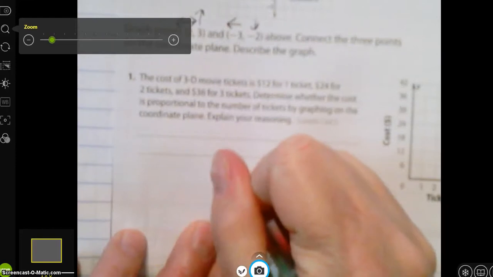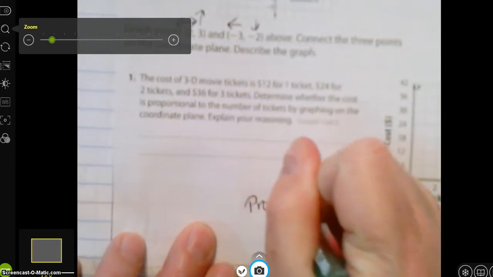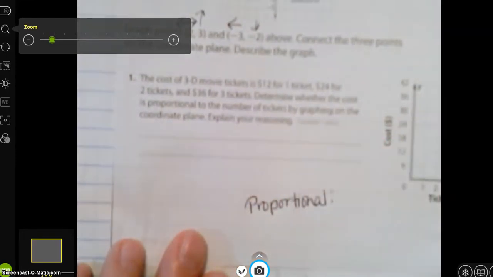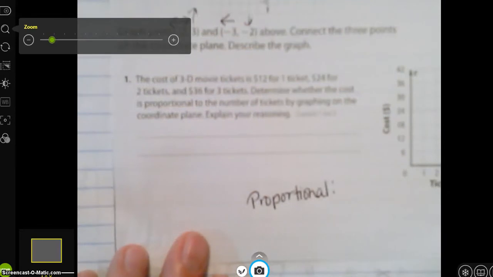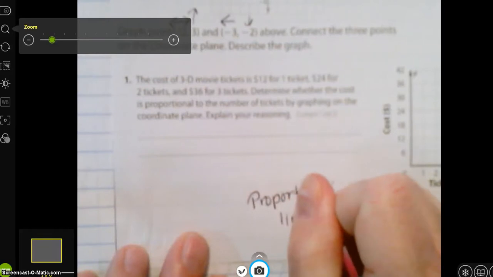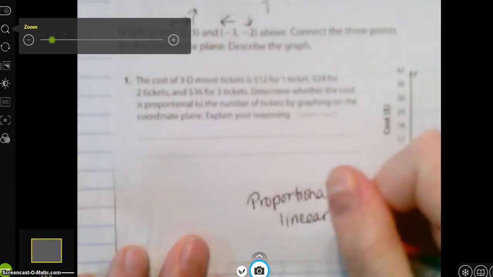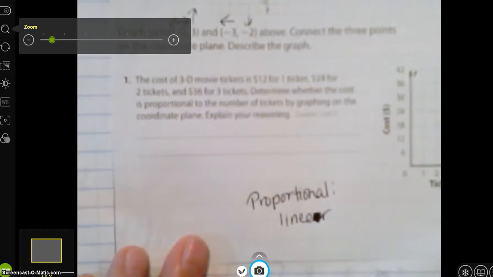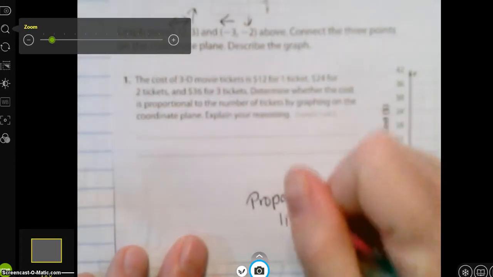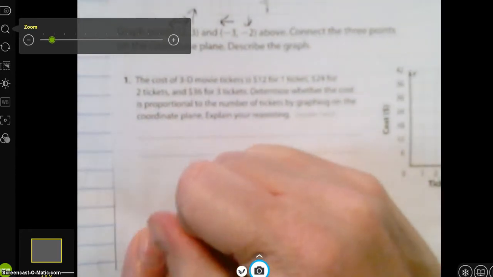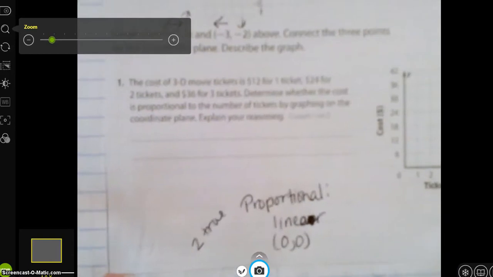So remember, for something to be proportional, write this down, pause it if you need to. For something to be proportional, we need a constant rate of change, which means that it will be linear, but it also has to go through (0, 0). Two things have to be true. If only one of them is true, it's not proportional.